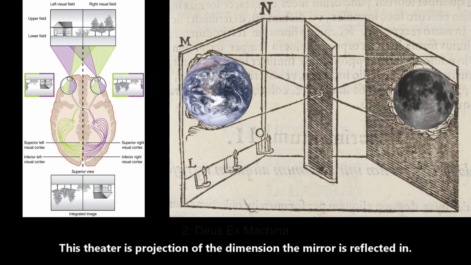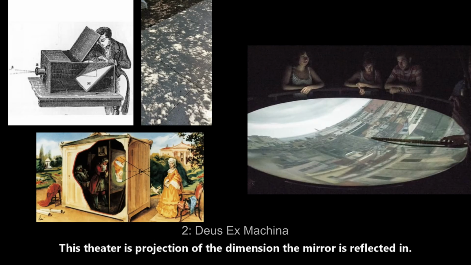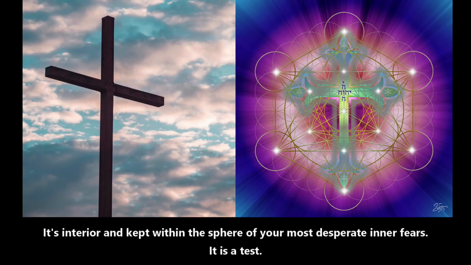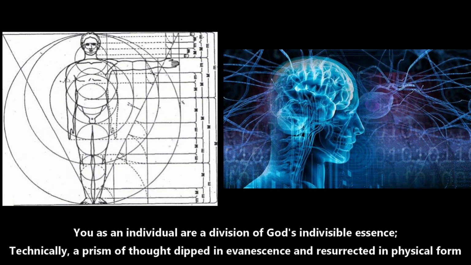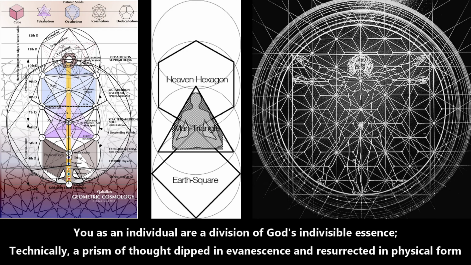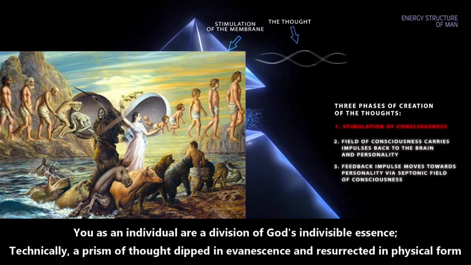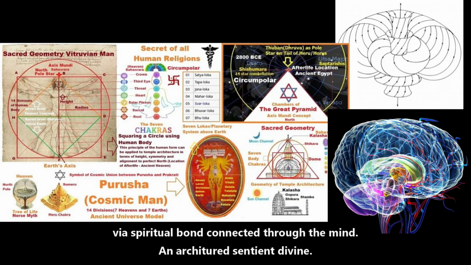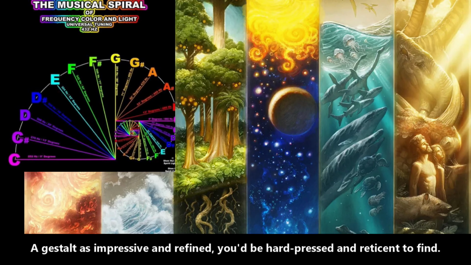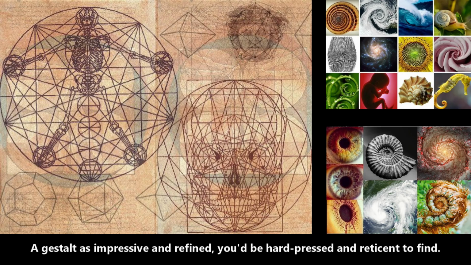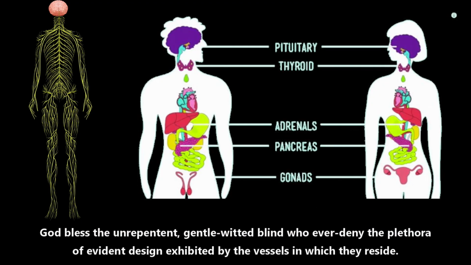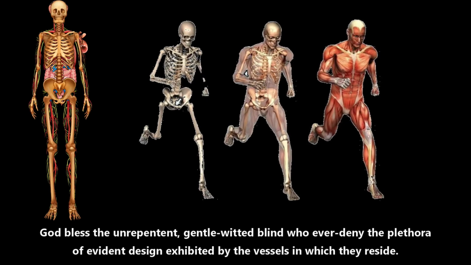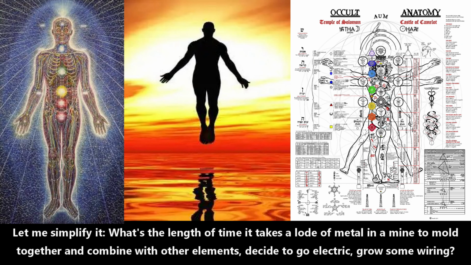Here's another lesson. This theater is projection of the dimension the mirror is reflected in. It's interior and kept within the sphere of your most desperate inner fears. It is a test. You as an individual are a division of God's indivisible essence, technically a prism of thought, dipped in evanescence and resurrected in physical form. Via spiritual bond connected through the mind, an architecture sentient and divine. A gestalt as impressive and refined, you'd be hard pressed and reticent to find. God bless the unrepentant, gentle-witted blind, whoever deny the plethora of evident design exhibited by the vessels in which they reside. Let me simplify it.